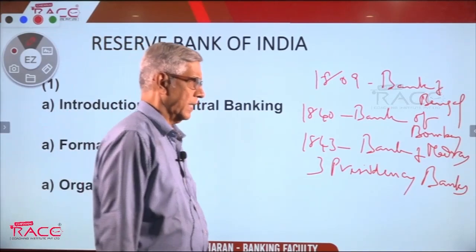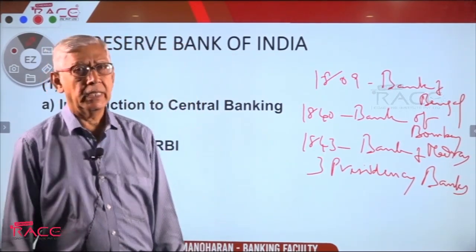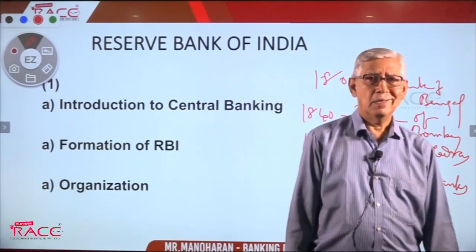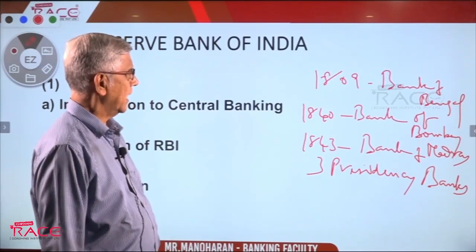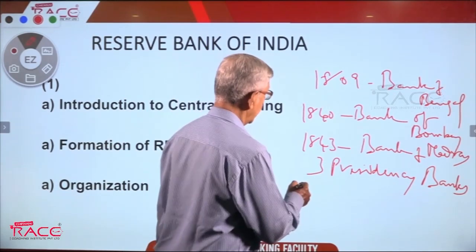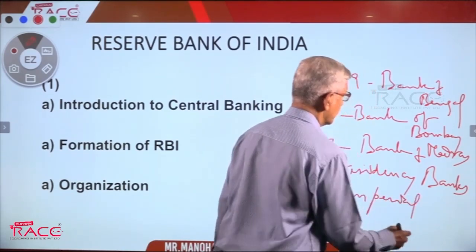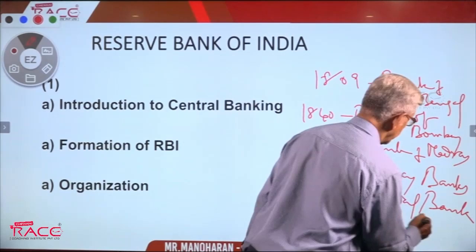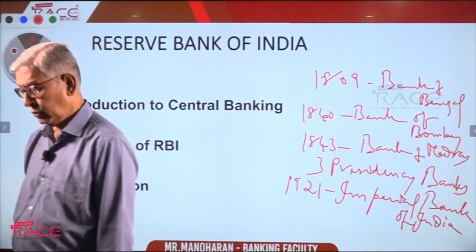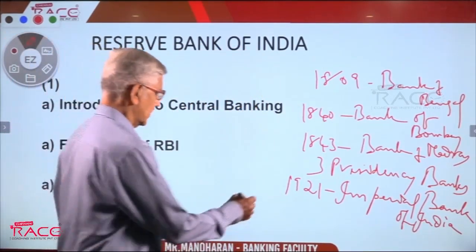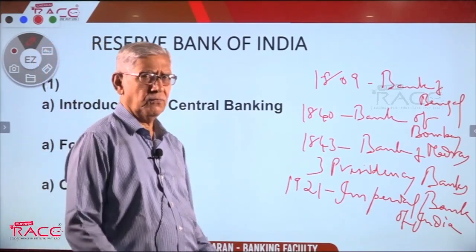The British came here as traders, but exploiting the situation, they became rulers. They formed the government. Any government requires a central bank. So what they did is, they merged these 3 banks into Imperial Bank of India in 1921. Then it was supposed to act as a central bank for the British government, but it was not fulfilling its expectations.